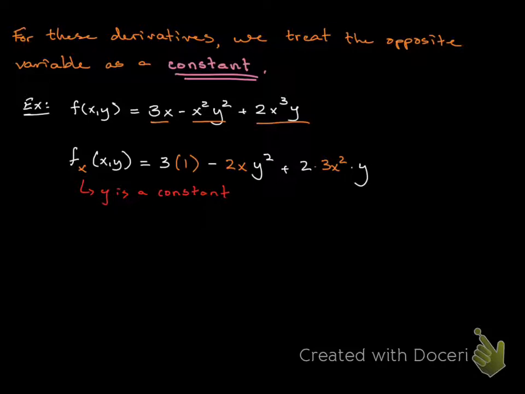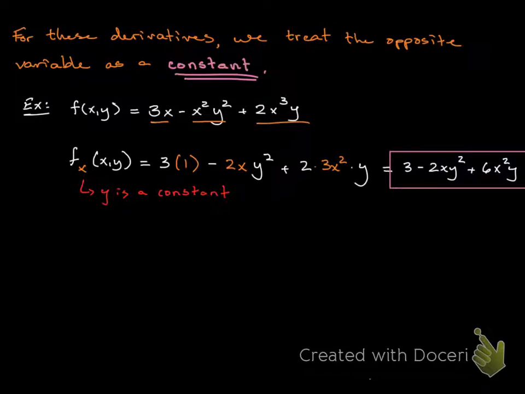So all I'm going to do now is just recollect this a little nicer. I see 3 minus 2xy squared plus 2 times 3 is a 6, x squared y. There's my first partial with respect to x. Y is held constant. Okay, so it's a little bit different than what we're used to, and it takes a few examples and some practice to get used to treating that other variable as a constant. So I'll do a couple in this video today.